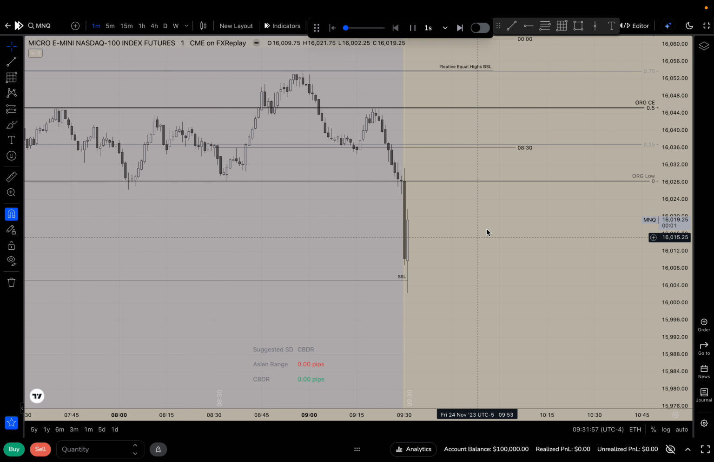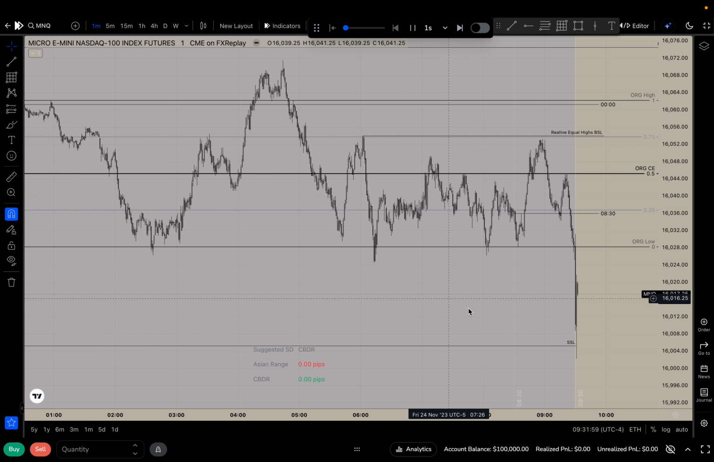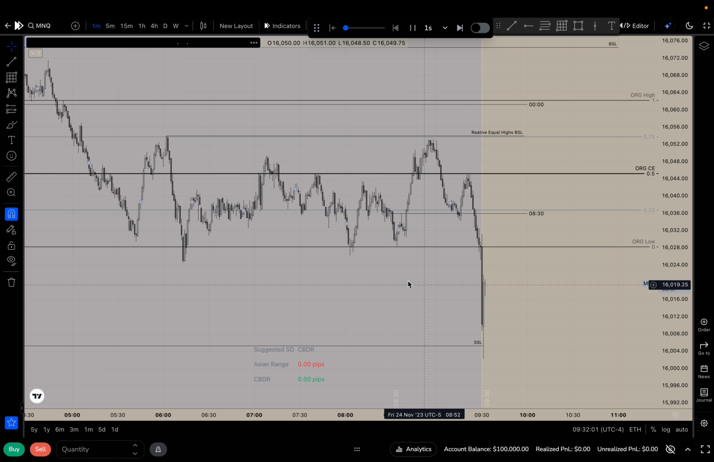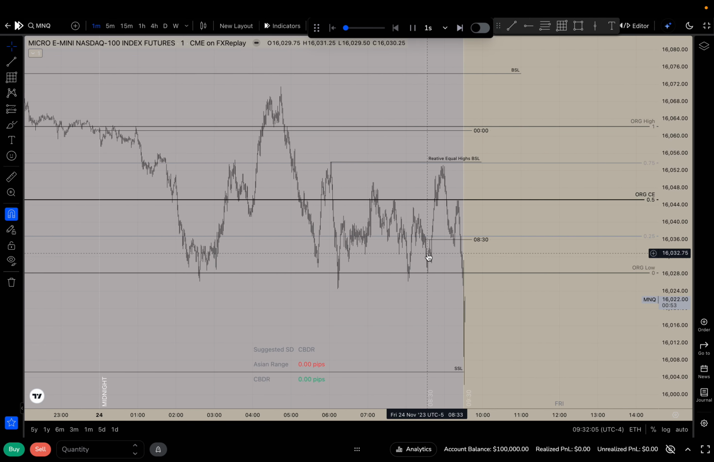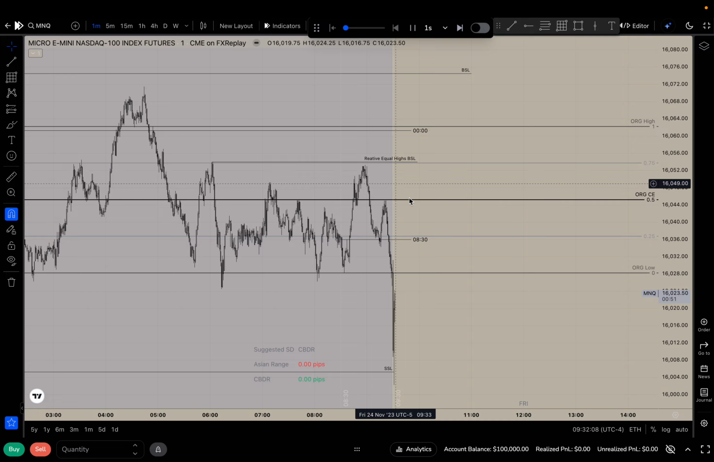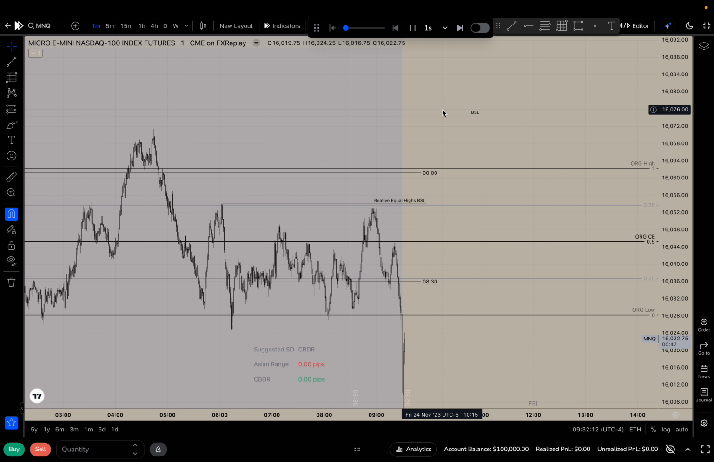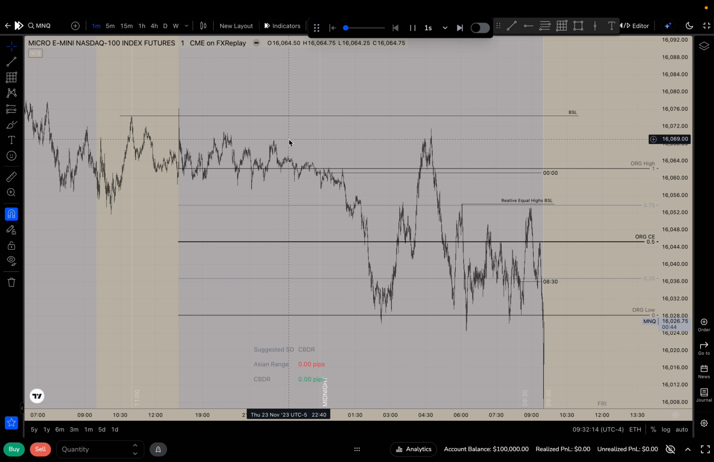After the sell side liquidity sweep, we have this minor buy side liquidity here, but this is high time frame sell side liquidity. So I really would like us to see price move into this opening range gap up here, take out some buy side liquidity here, or even this buy side liquidity up here.